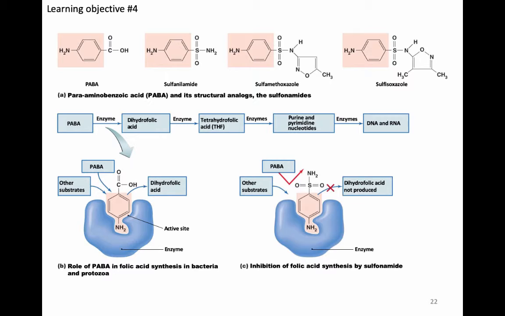Because of the similarity of structure between sulfa drugs and PABA, the sulfa drugs can competitively inhibit PABA from binding to its enzyme and being converted to folic acid. This is a good target for killing bacteria specifically because bacteria synthesize folic acid, whereas humans just get folic acid from our food. So we don't have this enzyme that converts PABA to folic acid. We will not be affected by sulfa drugs that competitively inhibit PABA from binding.